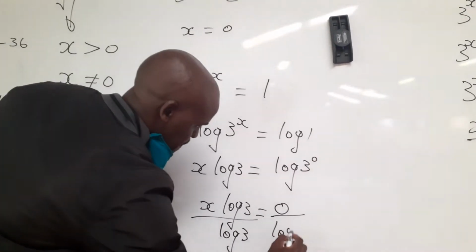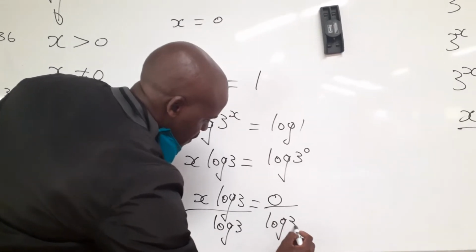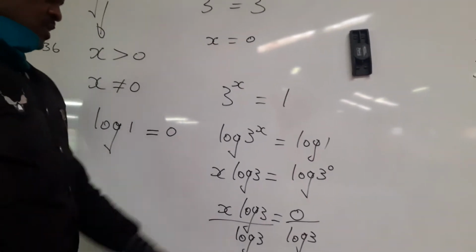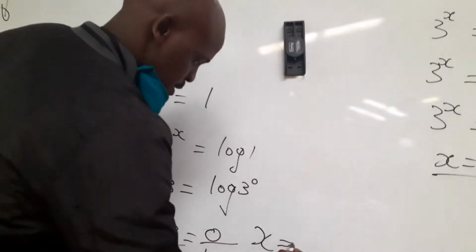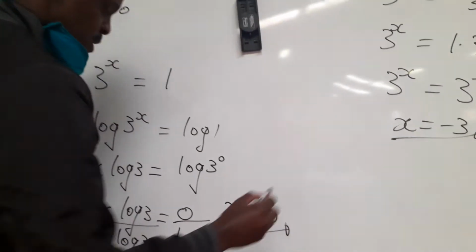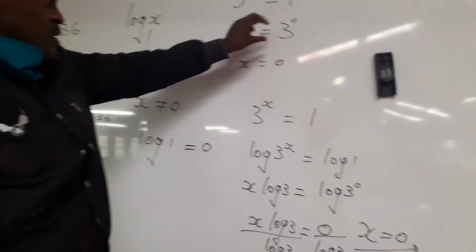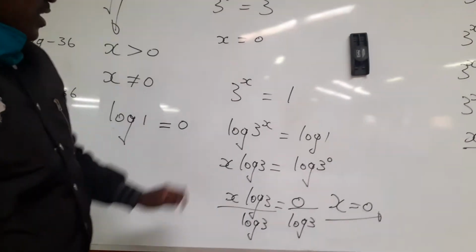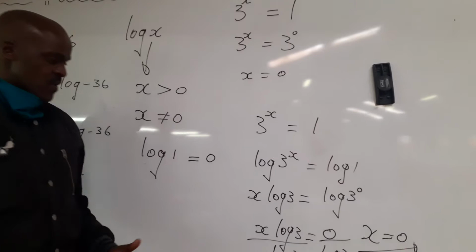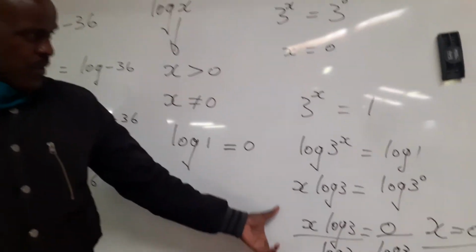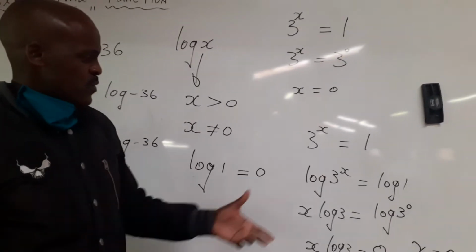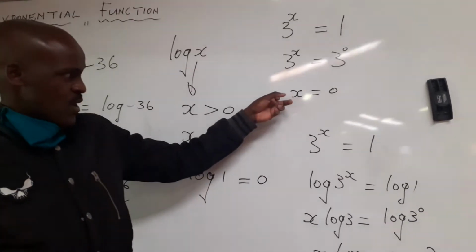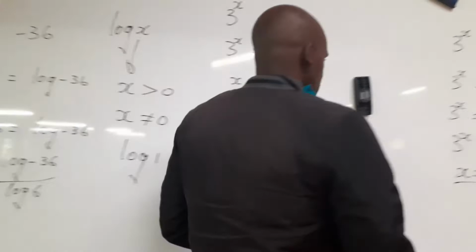And then when we divide by log 3 to solve for x, 0 divided by any number, the answer is 0. Same as what we have obtained here. Whatever we get from log will be the same as when you are solving using exponent, which means this is the inverse of that. Right.